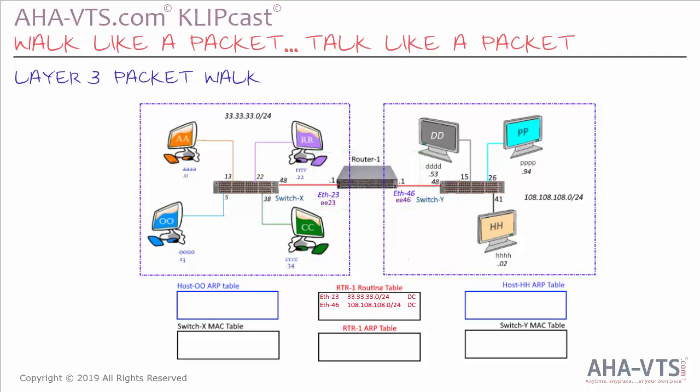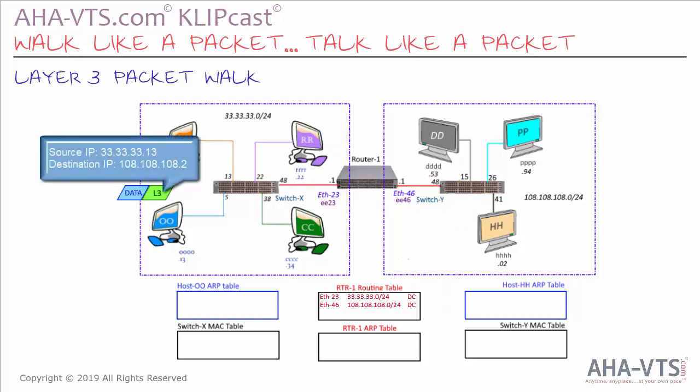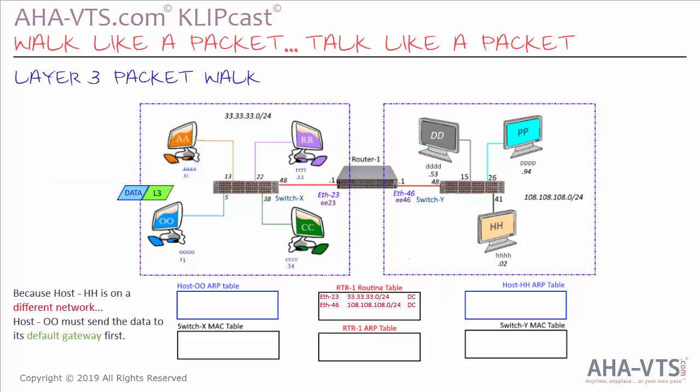Now for the layer 3 packet walk, we have host 00 wanting to send traffic, however this time to host HH. So along with the data, host 00 constructs a layer 3 header with the source and destination IP address of 33.33.33.13 and 108.108.108.2 respectively. Now, at this point, host 00 determined that host HH is not on the same network as itself.